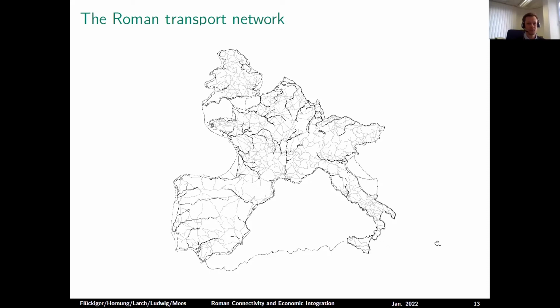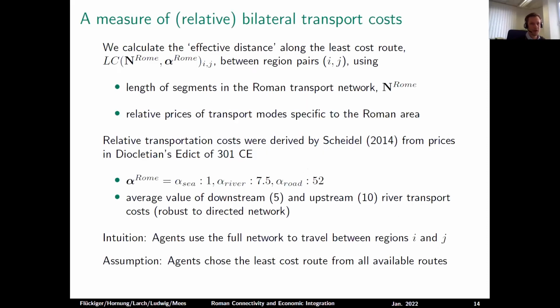and that creates an integrated network with different transportation modes. And then we calculate between any region in this data set, and I'm going to tell you later what a region is, a measure of effective distance, which is a least cost path between these regions. And the least cost path has 2 aspects, namely it has a length, and each segment of this network has its own length. It's measured in kilometers. And the second aspect is a transport cost.